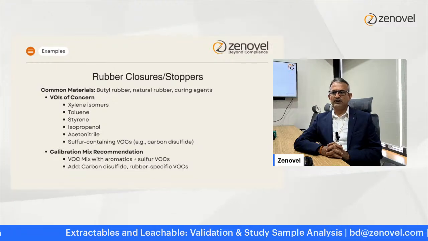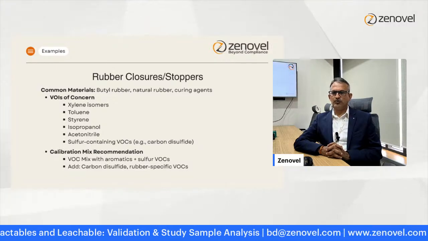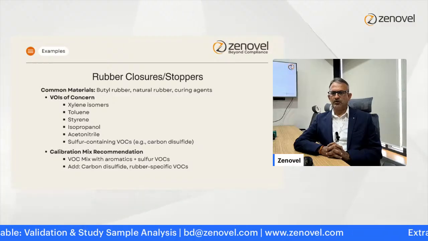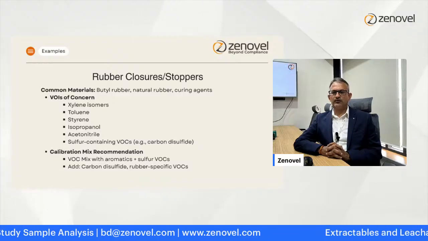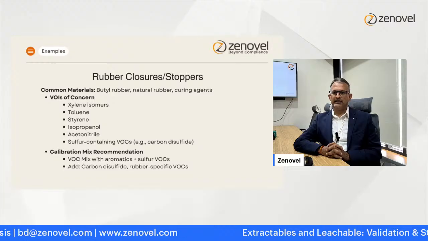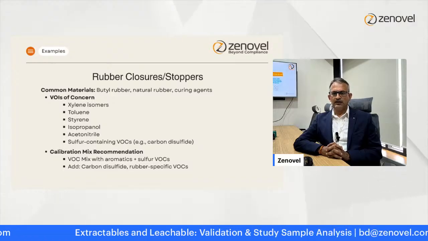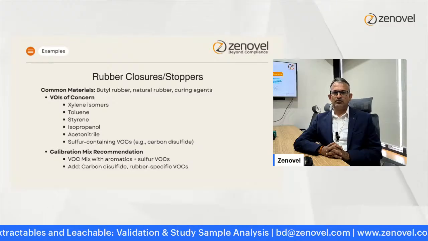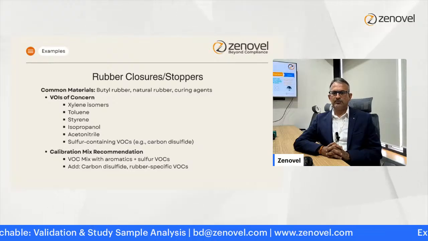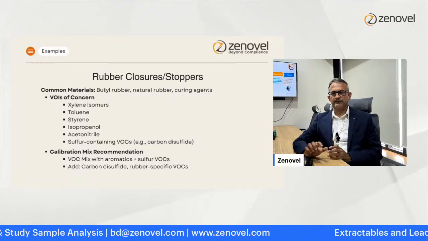For rubber closures and stoppers, the common materials are butyl rubber, natural rubber, and curing agents, and here the list of VOCs of concern is provided. The recommended calibration mix is a VOC mix with aromatics plus sulfur VOCs. We can also add carbon disulfide and other rubber-specific VOCs.